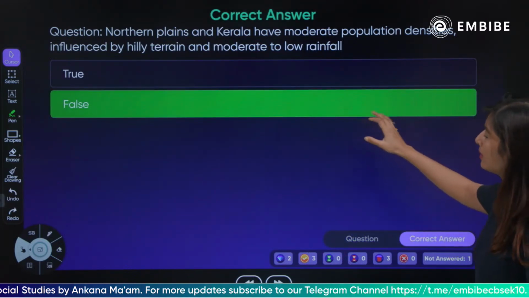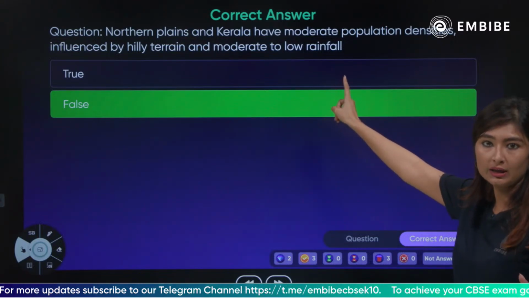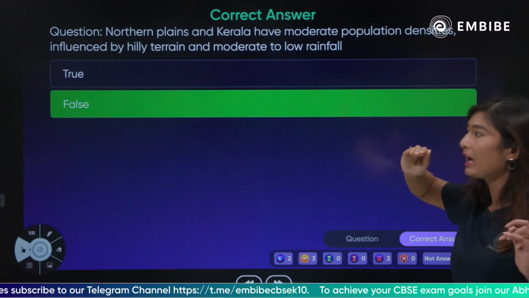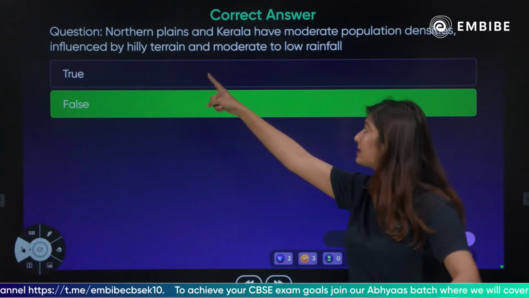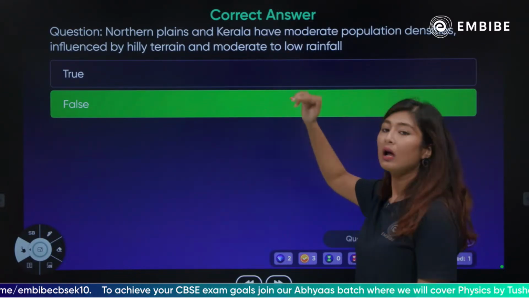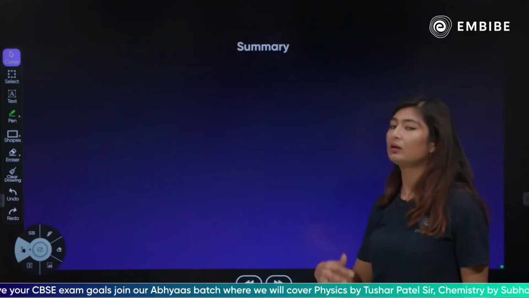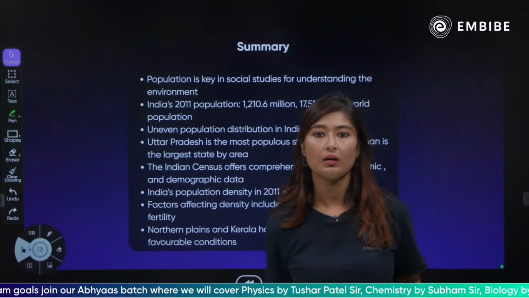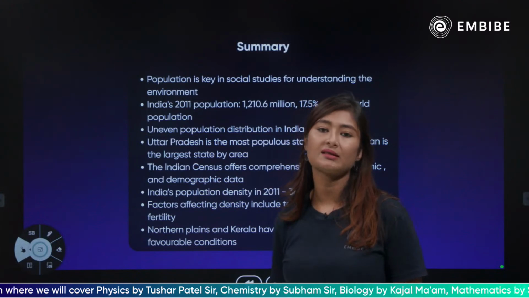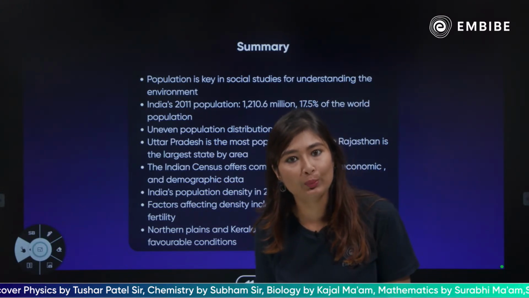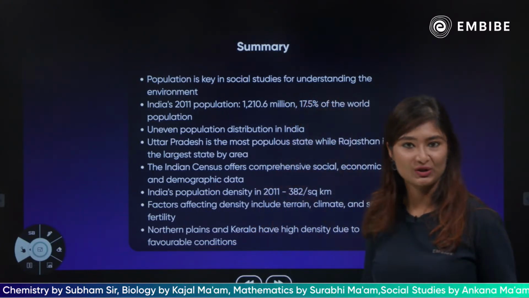The statement is false. Northern plains and Kerala do not have moderate population. They are densely populated. These are the areas which have very, very high population because they have plain surface, flat plains and very fertile soil and also high rainfall, a good amount of rainfall, which is very good for their population. Okay? Hanji, Sai, Tanmay, these are the factors. Guys, please remember relief, plain, climate, occupation, transportation, resources, etc. are the factors which affect the population density.